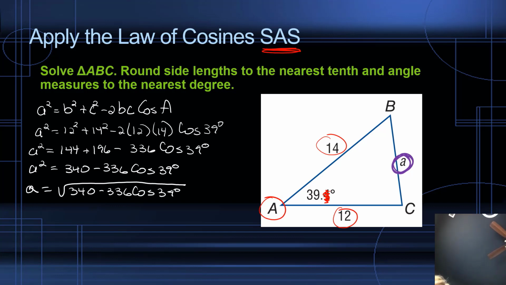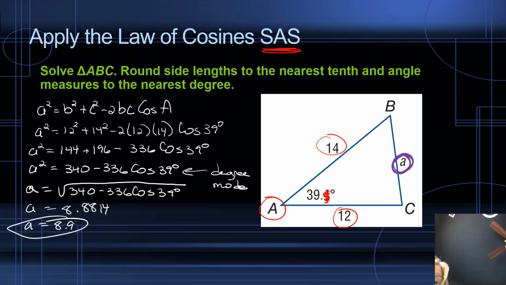Okay, second square root, and then don't forget, you should be in degree mode when you're typing this in. Then you'll get a equals 8.8814. And we're just going to round it to the nearest tenth because that's the standard we've been setting. So that means that this is 8.9.